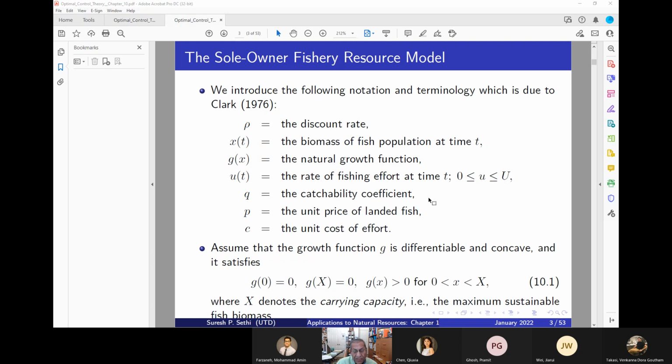Q is the catchability coefficient, which means how good a fisherman you are. P is the price of the fish that you catch. And C is the unit cost of effort. So C times U will be the cost of using effort U. We know that G(0) is 0. If there is no fish, there won't be any fish growth.